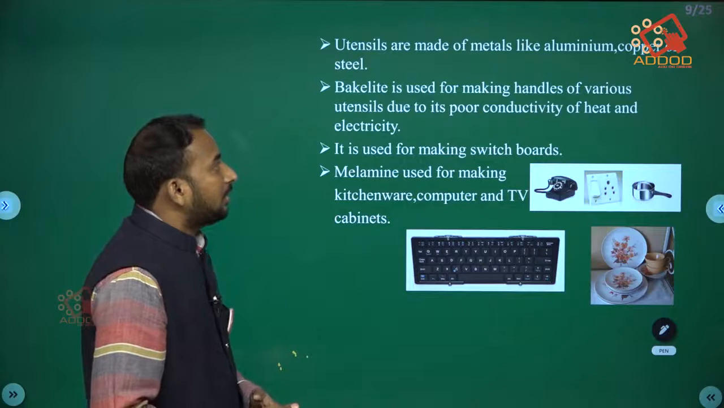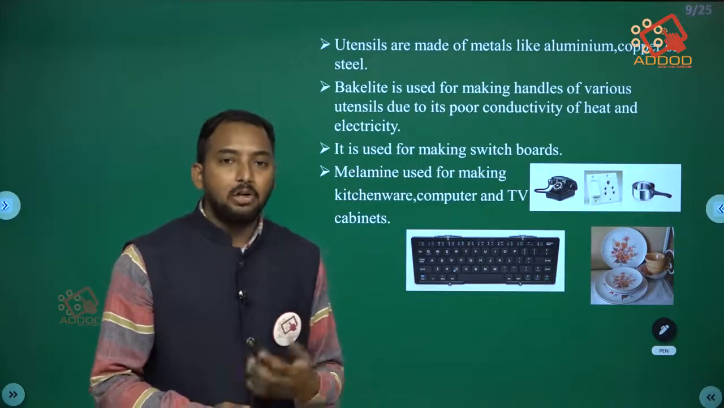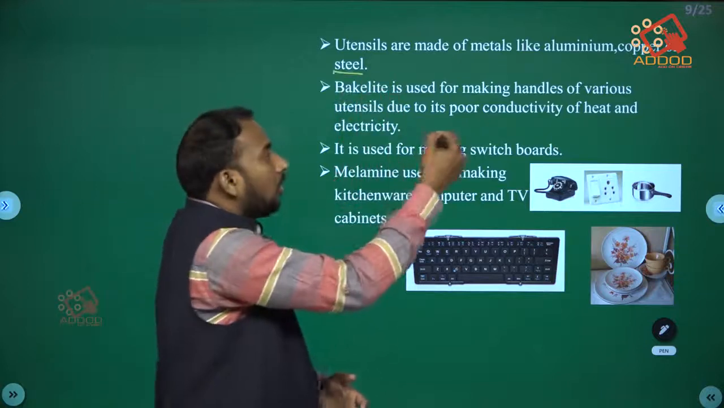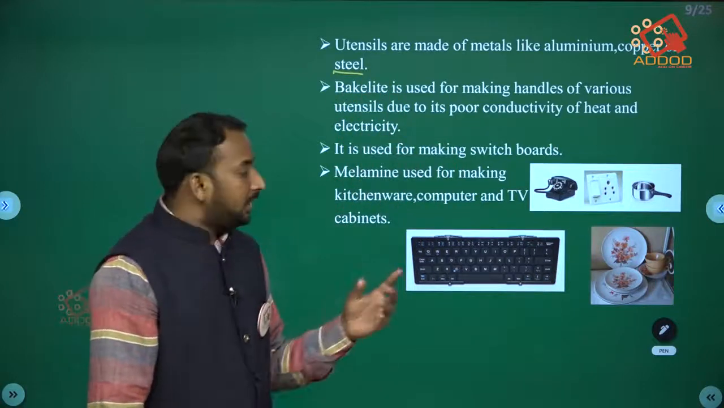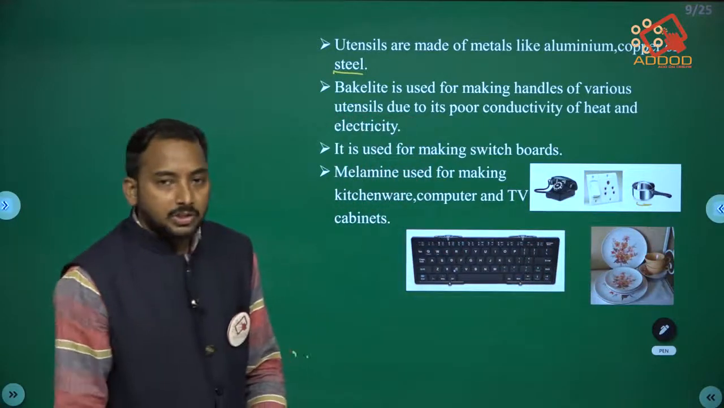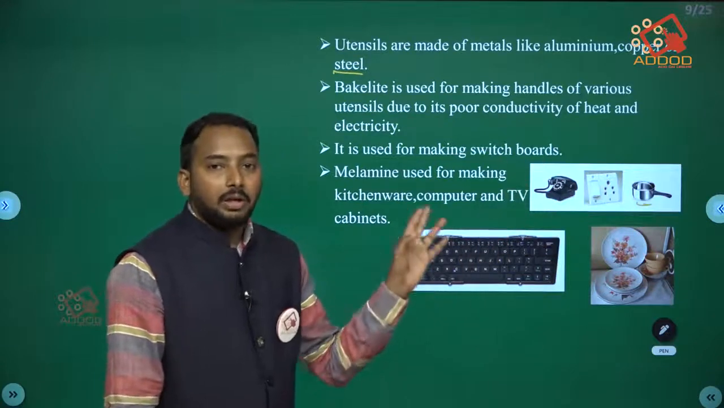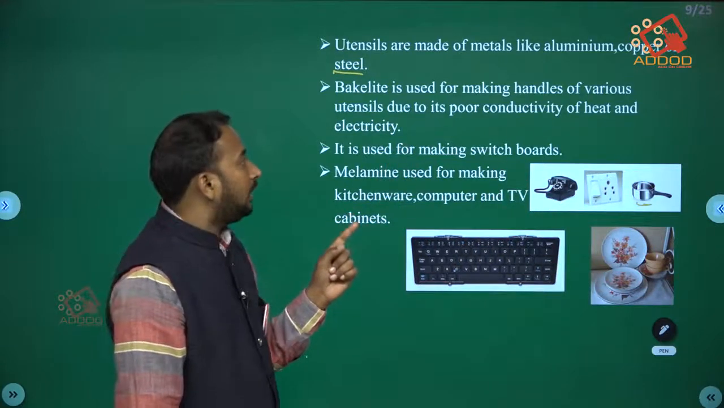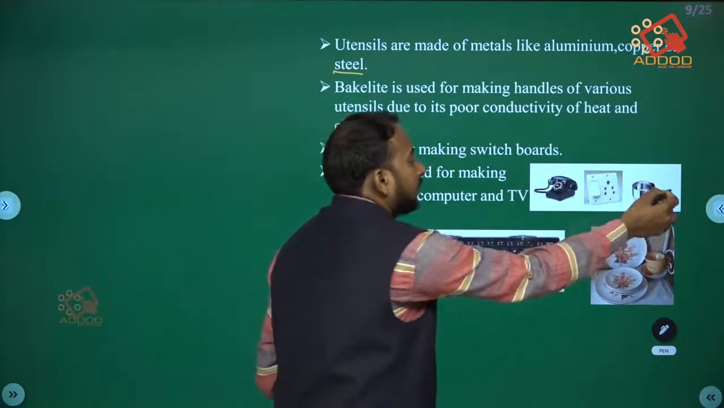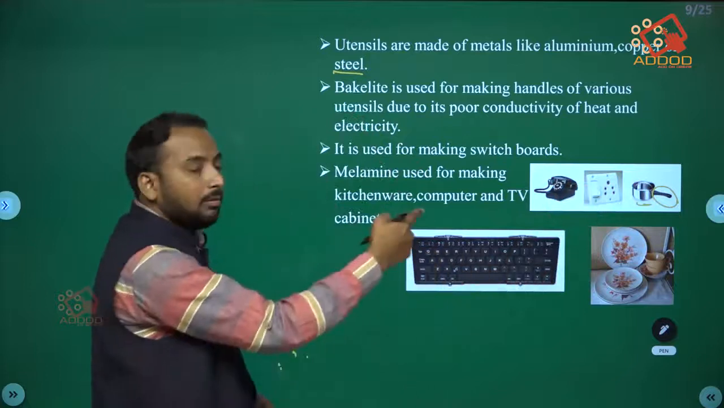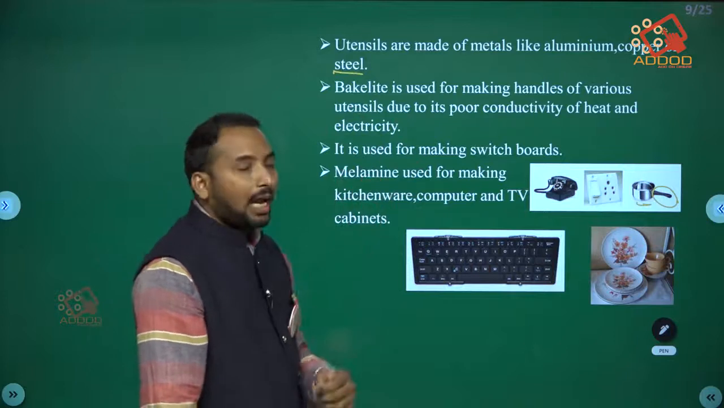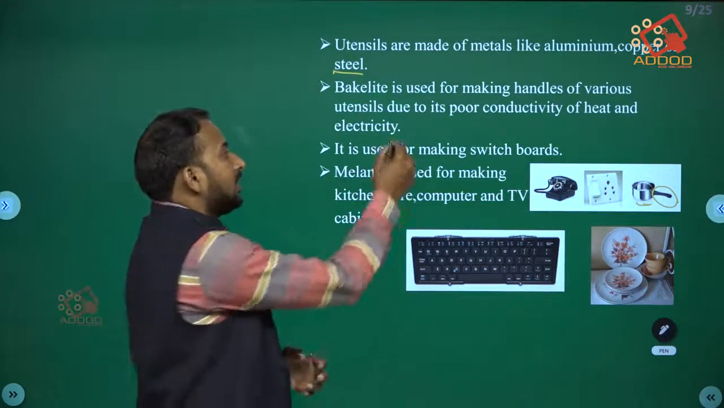Utensils are made of metals like aluminum, copper, or steel. These are the metals. This is a utensil, one example of a utensil made up of metal. It has a handle, and bakelite is used for making the handles of various utensils.